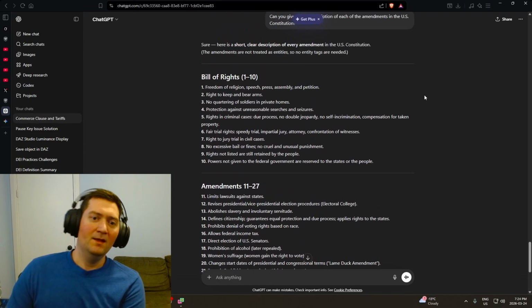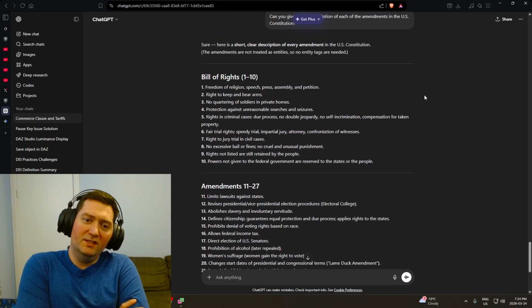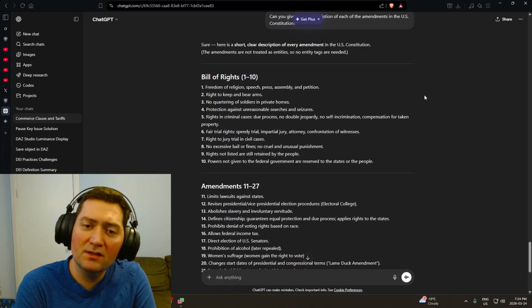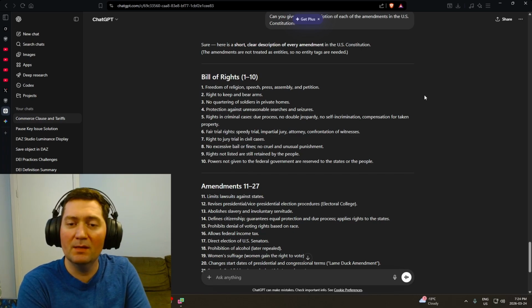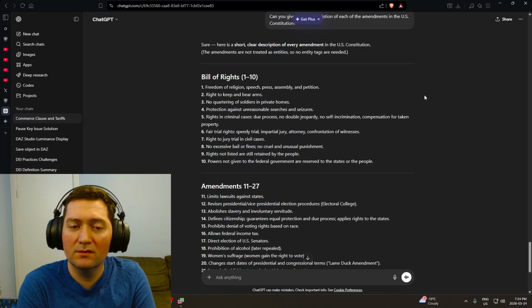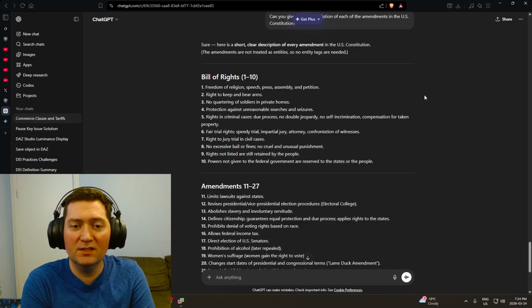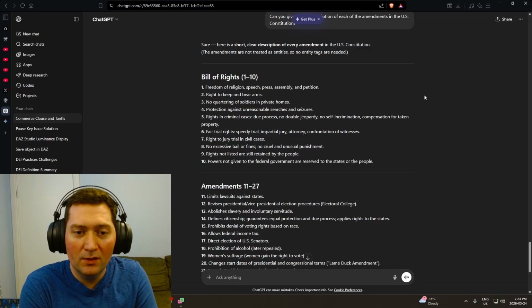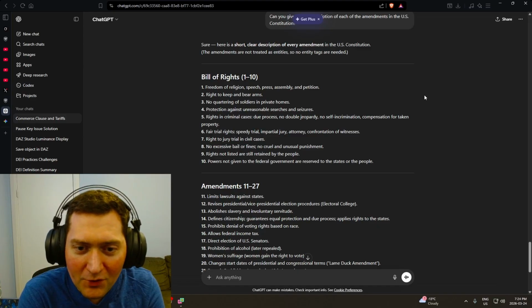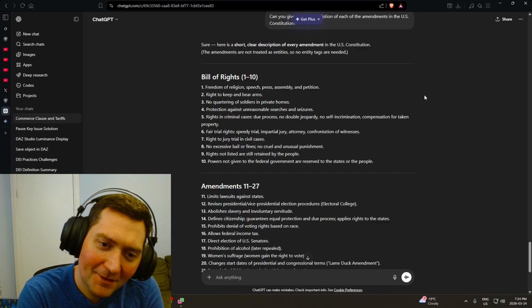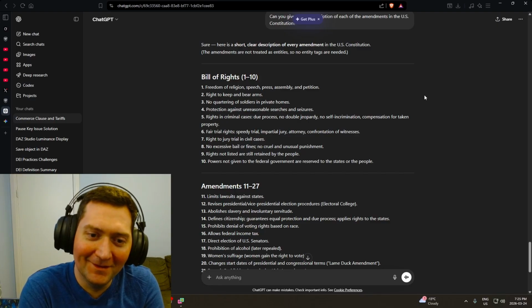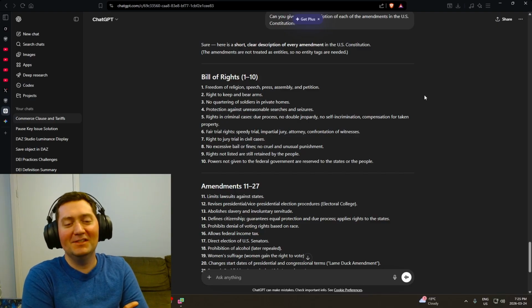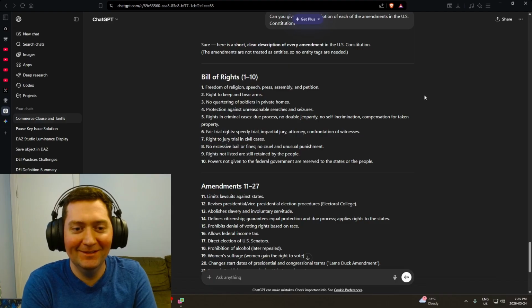Here we go. Bill of Rights, 1 to 10. Number 1, freedom of religion, speech, press, assembly, and petition. Number 2, right to keep and bear arms. Number 3, no quartering of soldiers in private homes. Okay. That one seems like it's out of nowhere.